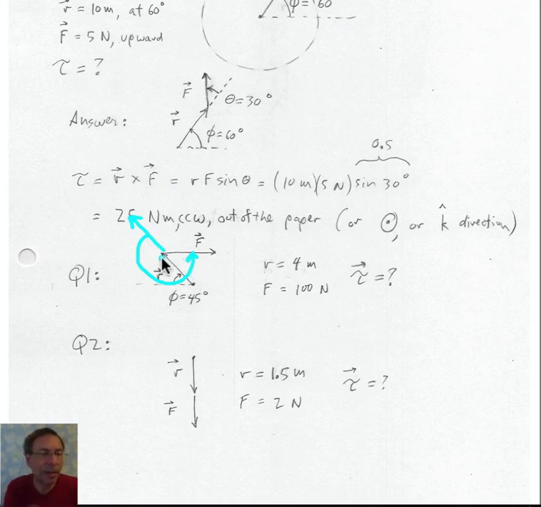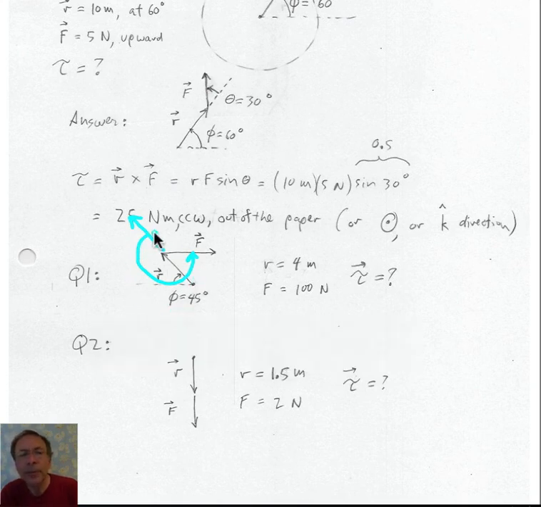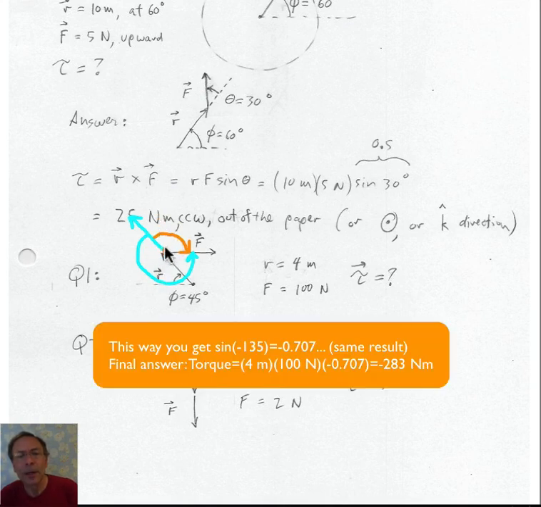Actually, I like doing it that way because it's consistent. I'm always going counterclockwise with my R to F angle measurement. If you decide to go the other way, that's fine. You're still going to get the right answer, but just keep in mind that this is a negative angle, and so this is going to end up being negative 135 degrees.